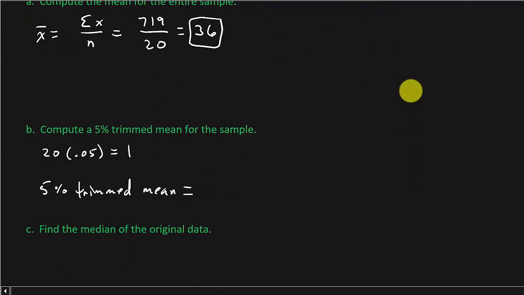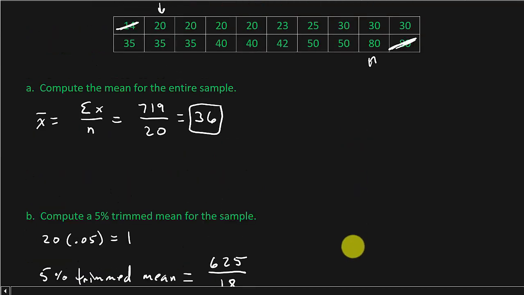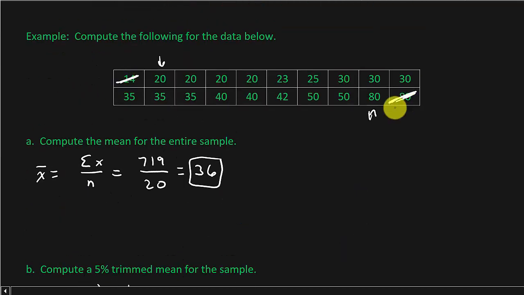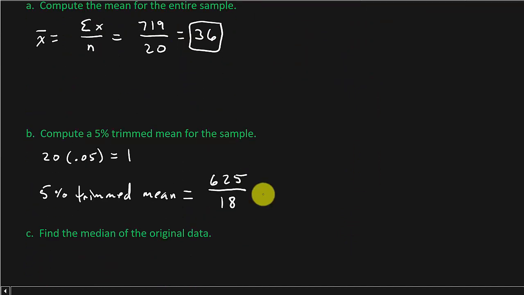And when we add those up, we get 625 divided by what? Well, it's divided by 18 now because we eliminated this value and this value. And this gives us 34.7 as our trim mean. All right.